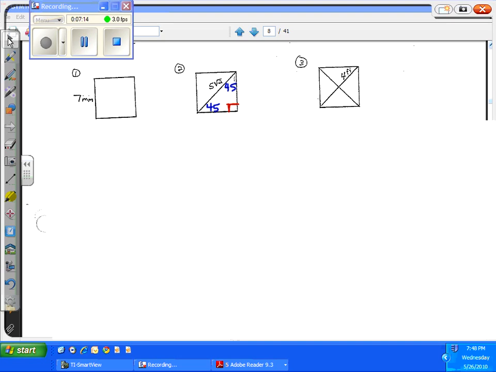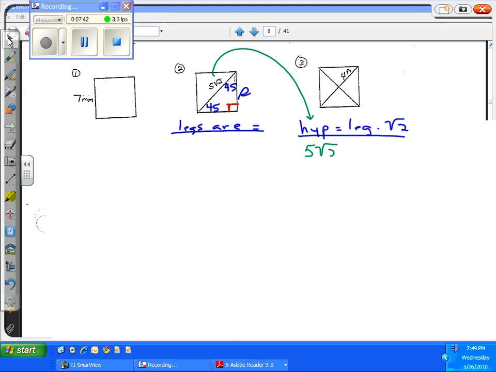Now, we want to find the perimeter and area, so we need to know the length of a side. I'm just going to call that S. To find S, we're going to use our 45, 45, 90 triangle rules, which say the legs are equal, and the length of the hypotenuse is equal to the length of a leg times the square root of 2. We know the hypotenuse is 5 square root 2. We're looking for the leg, which is the side.